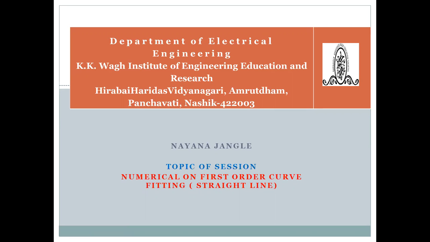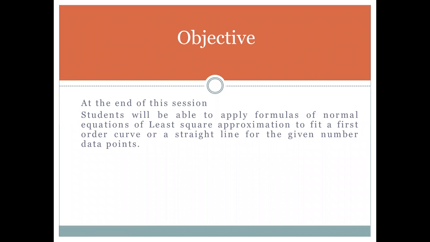Today we will discuss a numerical on first order curve fitting, that is fitting a straight line using least square approximation. The least square method is a form of mathematical regression analysis used to determine a line of best fit for a set of data, providing a visual demonstration of the relationship between the data points. Each point of data represents the relationship between a known independent variable and an unknown dependent variable.